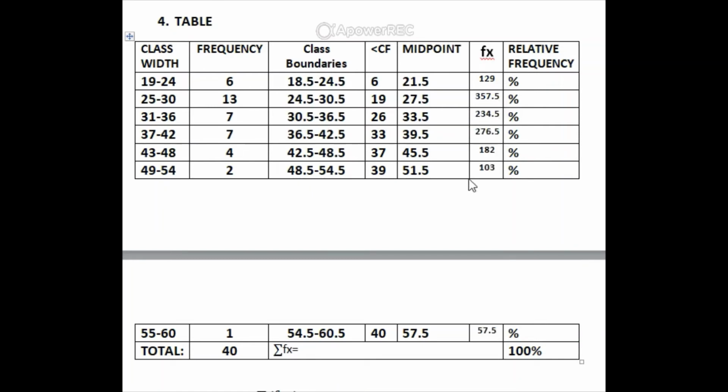Since nakuha na natin ang lahat ng product ng frequency at ng midpoint, kailangan nating hanapin ang kanyang summation. Ano bang ibig sabihin ng summation? Ibig sabihin noon ay pinagsama-sama using the operation addition. So, i-add lang natin ng 129, 357.5 hanggang 57.5. And that results to 1,340.